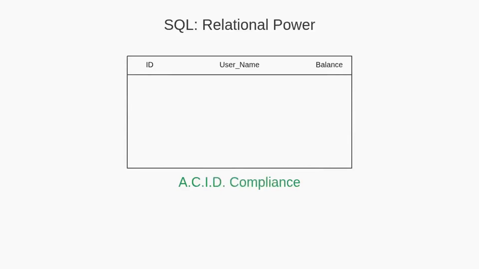This makes them the go-to choice for financial systems or any application where data accuracy is non-negotiable. If you are building a banking app, you cannot afford for a transaction to partially complete. SQL ensures that either the entire transaction succeeds or nothing changes at all. Popular choices include PostgreSQL, MySQL, and Microsoft SQL Server. However, this structure comes with a trade-off. As your data grows, scaling vertically, adding more power to a single machine, eventually hits a physical and financial ceiling.